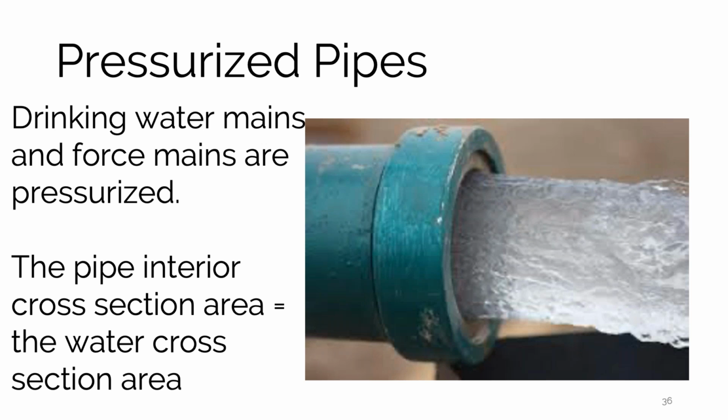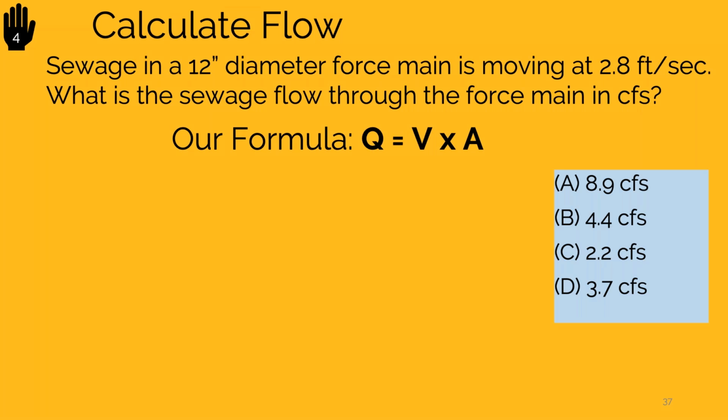So let's do a sample question trying to figure out the flow in a pipe that's pressurized. I've given you the velocity, which is 2.8 feet per second, and the diameter of the force main, the interior diameter, it's a 12-inch main. So it's 1 foot in diameter. And our flow equation is flow equals velocity times area. So with those two pieces of information, what's the flow of the sewage through that force main?